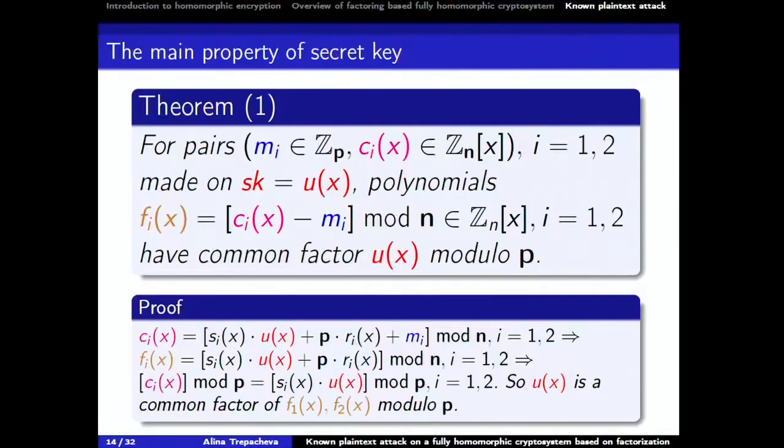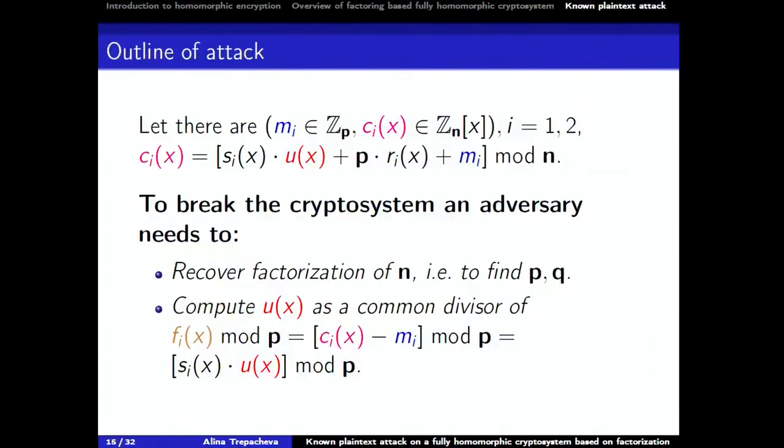Here we highlight the main properties that allow to break this cryptosystem. We suppose that we have 2 pairs of plain text and ciphertext, and there is the following property: polynomials equal to the difference between ciphertext and plain text modulo n have a common factor modulo p. And this common factor, in fact, is the secret polynomial U, that is the secret key. It is easy to understand. It easily follows from the algorithm of encryption.